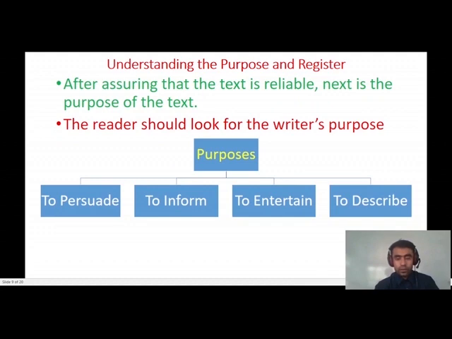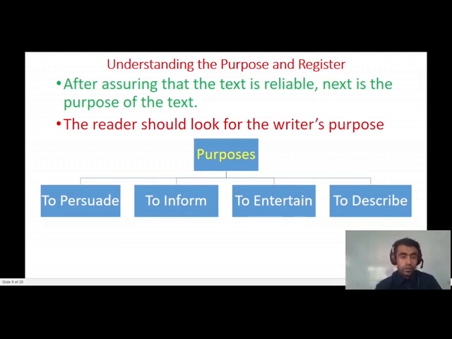Now we talk about the purpose and register, the two other important things in writing. After you make sure you are reading something reliable, you need to look for the purpose and register. There are different purposes for any piece of writing. Generally, we have these four purposes: to persuade, to inform, to entertain, to describe.